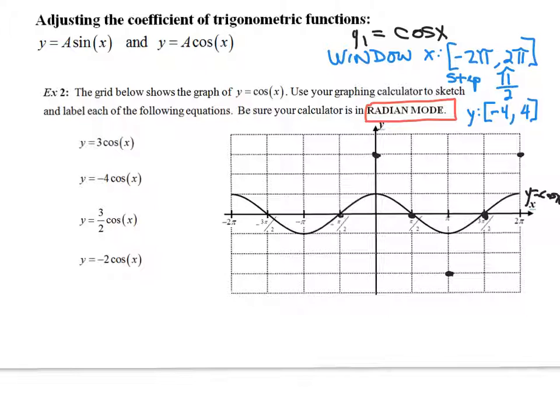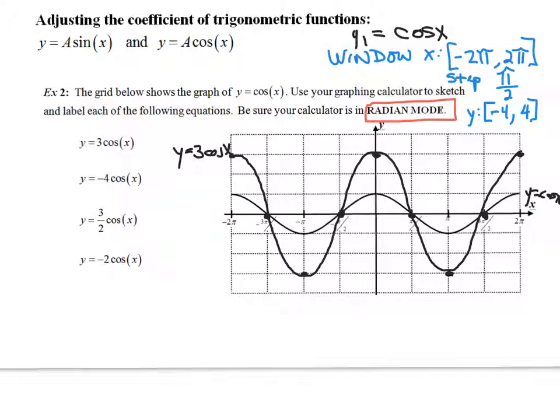So all the places where my original cosine graph crossed the x-axis, I am still going to cross the x-axis because 0 dilated still gives me 0. -3 pi over 2 and -pi over 2 remain x-intercepts. Now go ahead and connect these points again in a nice smooth curve that looks like a wave. And I should clearly see that this graph is just a vertical dilation of 3. Label this one y equals 3 cosine of x.